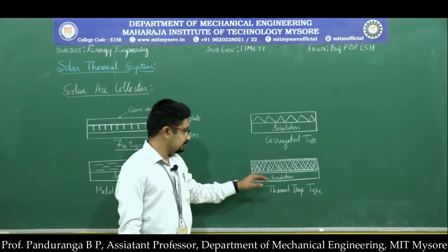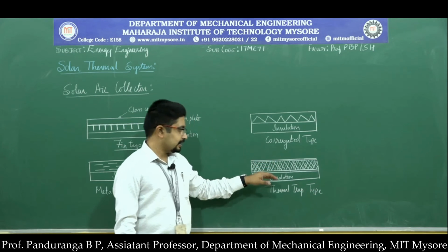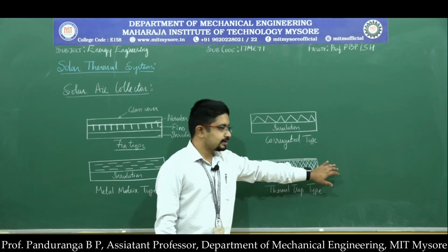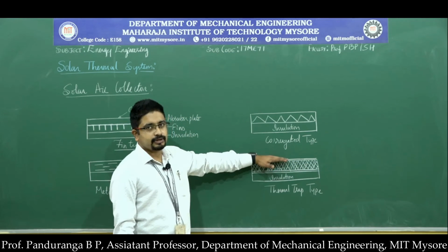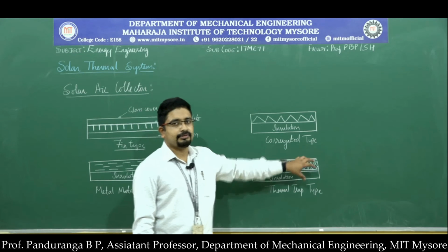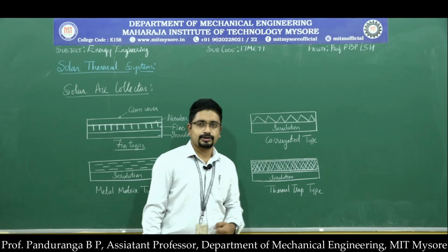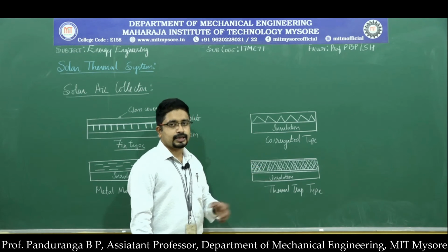In the next variation, we have the thermal trap type, where we have a similar arrangement. At the bottom we have the insulator, and on the two sides it will be insulated, and at the top we have the glass cover. Between the insulator and the glass cover there will be a material which stores heat energy for a longer duration of time. So the air will be made to flow through that material.